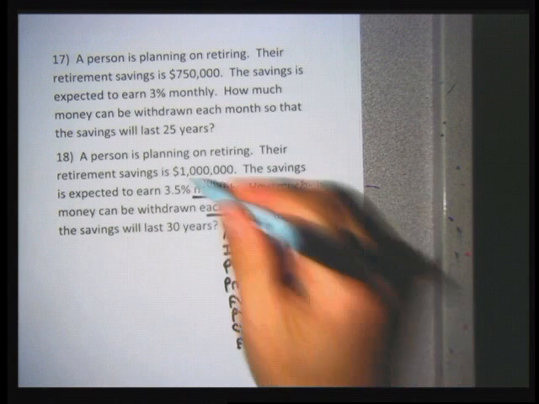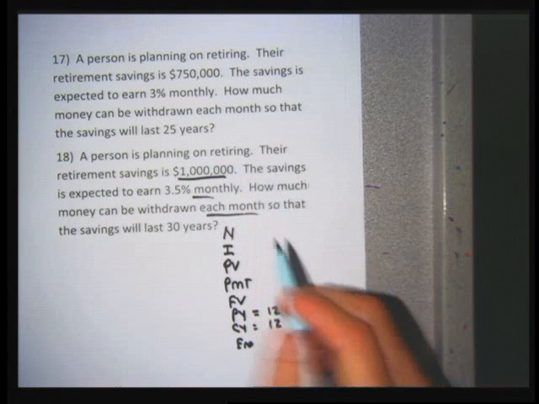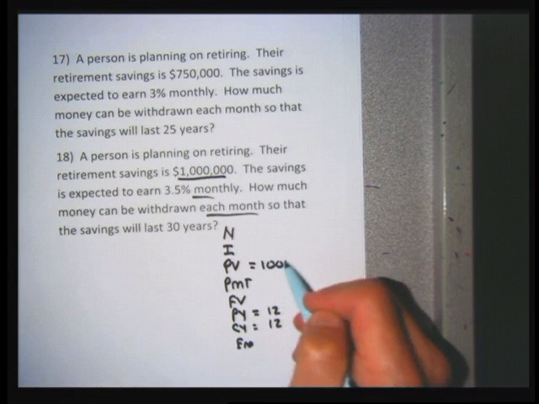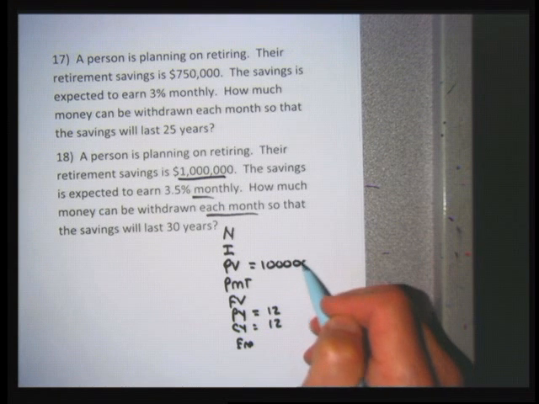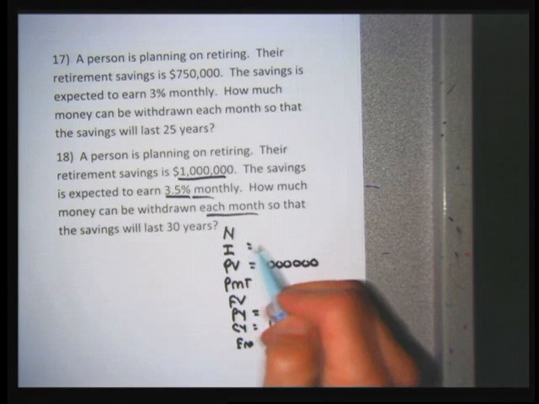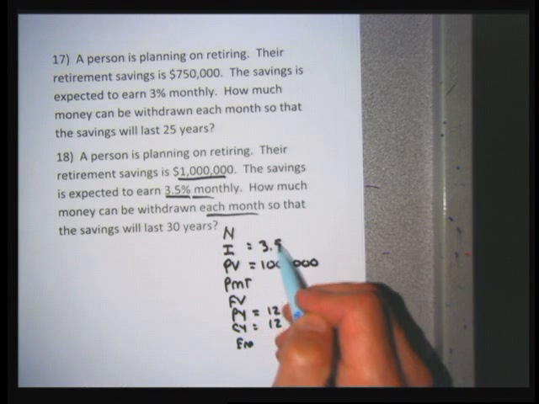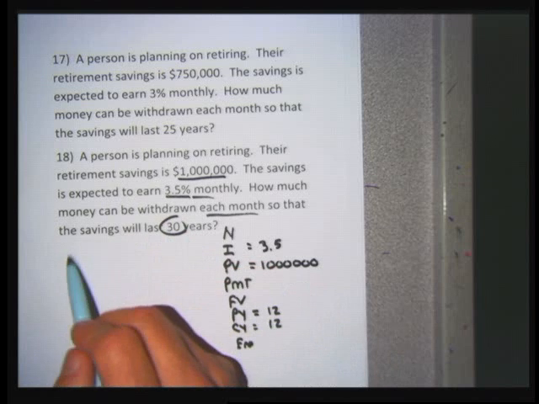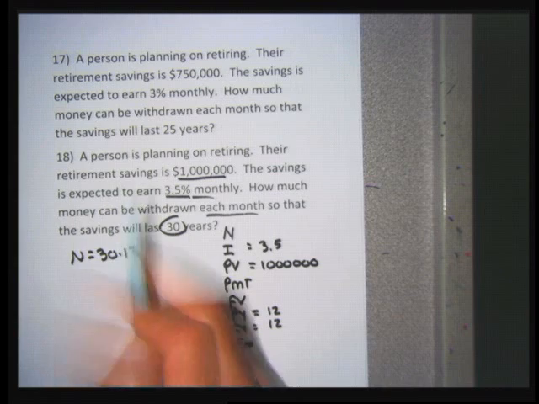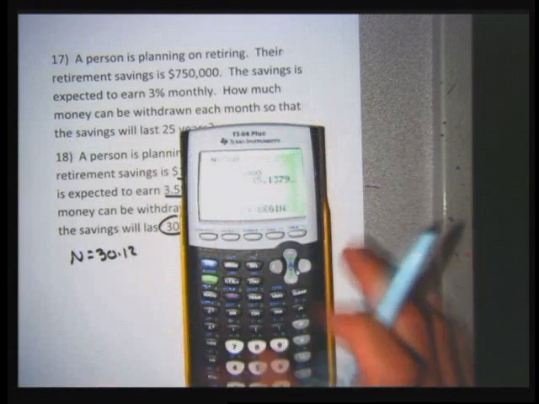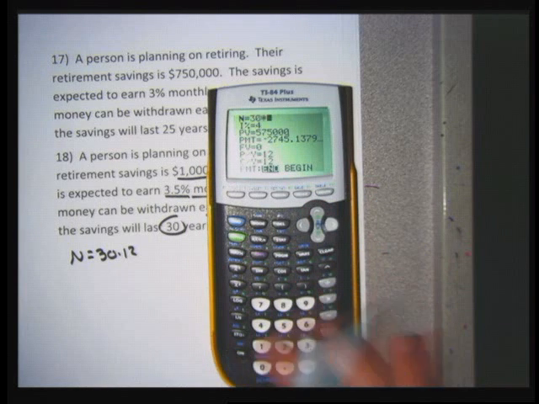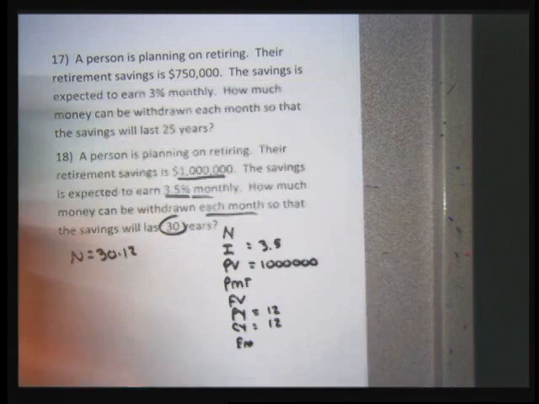The first amount I see in problem 18 is the $1 million. That's what they currently have when they sit down to retire. So that's going to go in as a PV. Next number I see is the interest rate of 3.5%. And the only other number I see is the 30 years. The N is going to be the 30 years times the 12 payments per year, which I believe is 360, but I'll do it right in line. So go and do 30 times 12, and I get 360 monthly checks.